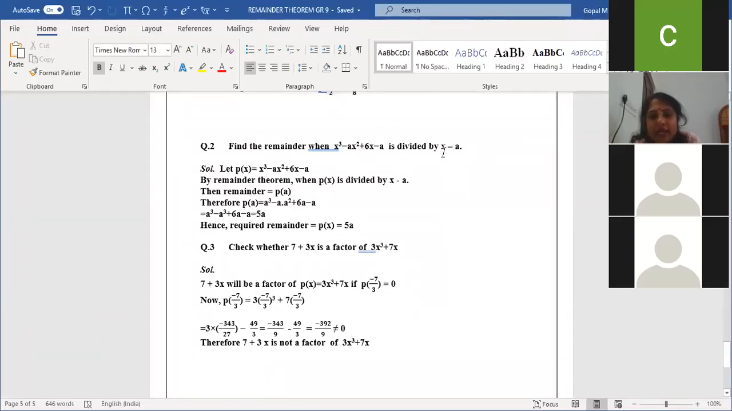What is the zero of x minus a? It is a, and that a value I'm applying in the polynomial p of a. Am I clear, children, here? Yes, ma'am. So a cube minus a cube is 0. 6a minus a is 5a. So this is the remainder which you are getting when you divide by x minus a. Am I clear? Yes. Any doubt here? No. Shall we move on to the next one?